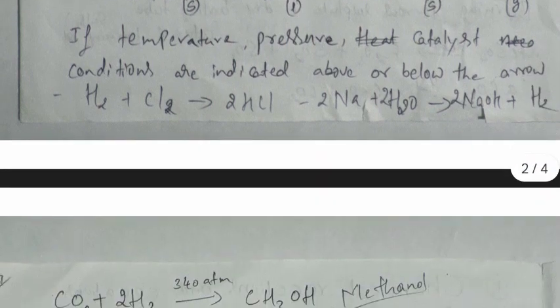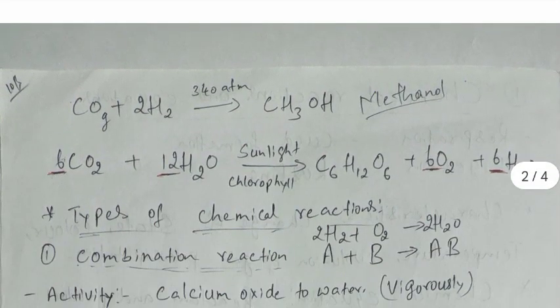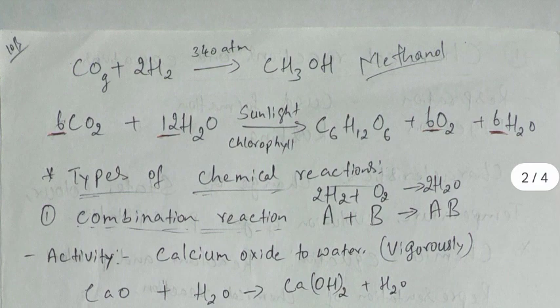So after that, for the chemical reaction, they need some external phenomena. Some chemical reactions need temperature, pressure, catalyst. So in these conditions only the chemical reaction happens. I will give some examples here. The best example is here.